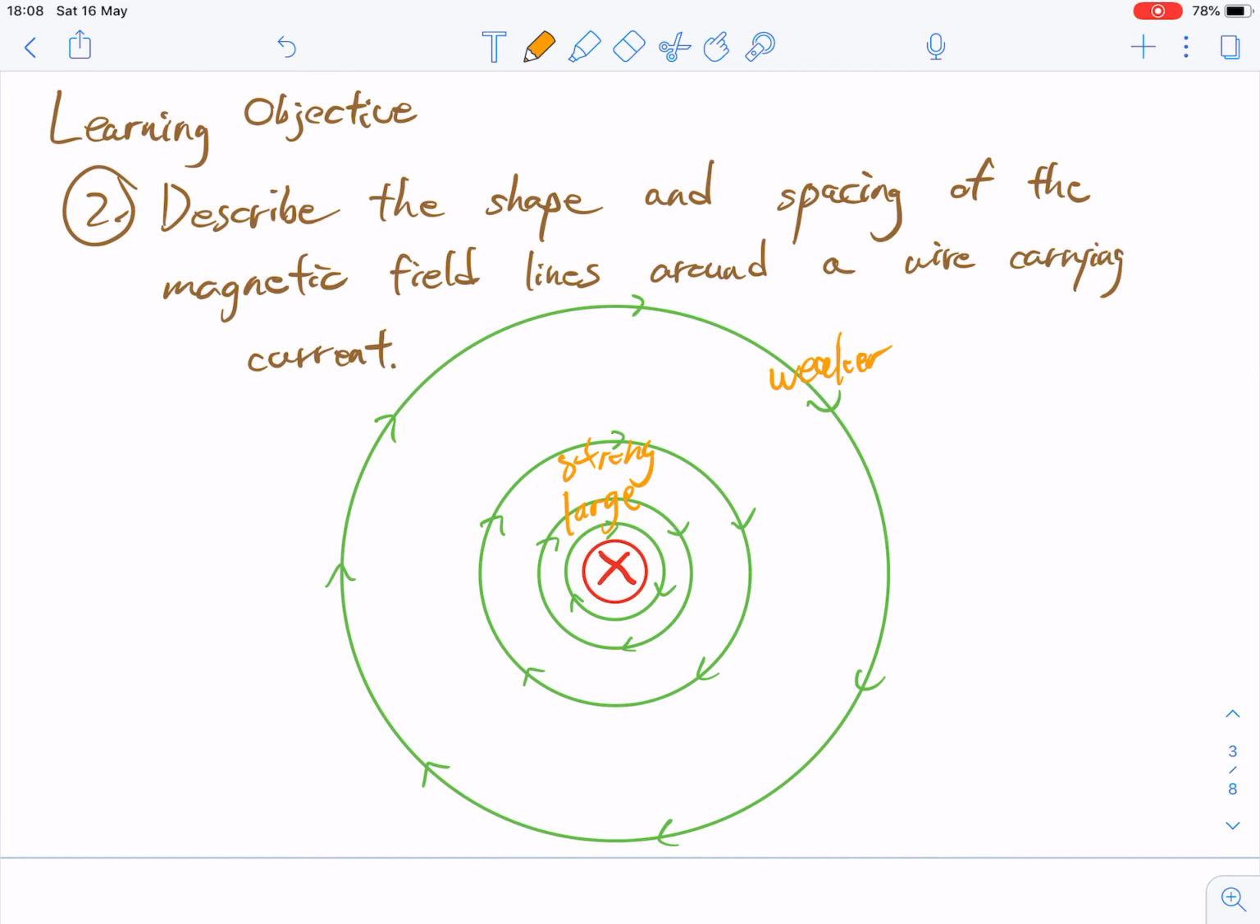So that's the shape of the magnetic field lines. It is going to form a perfect circle for a wire, but we'll look at solenoids in just a moment, okay?